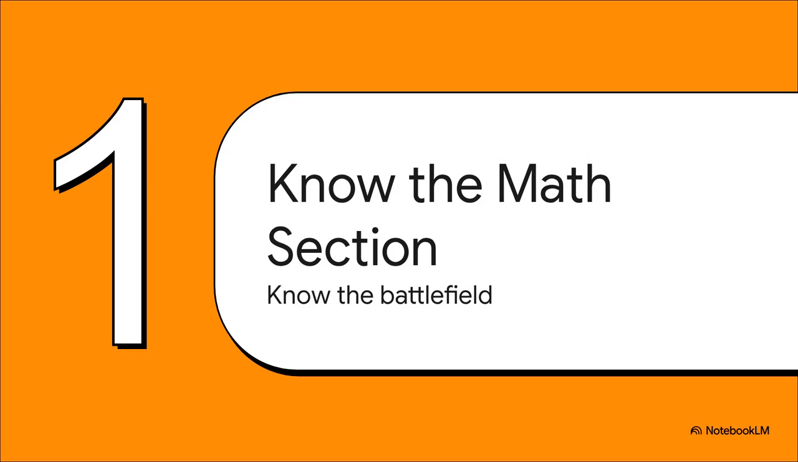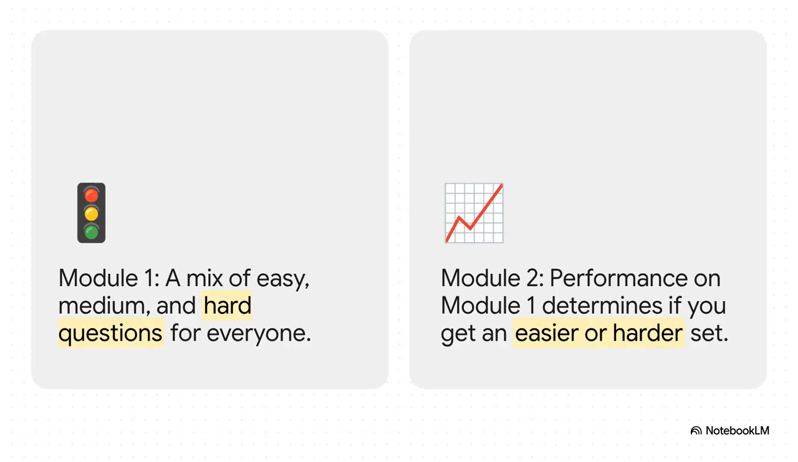Okay, so first things first. To crack this code, you gotta know the battlefield. Let's break down the actual structure of the math section itself. So, the digital SAT is adaptive. What does that even mean?